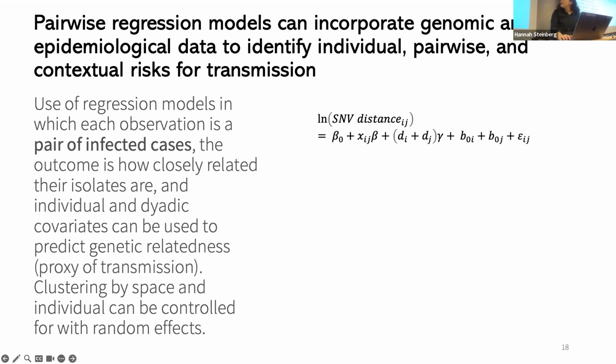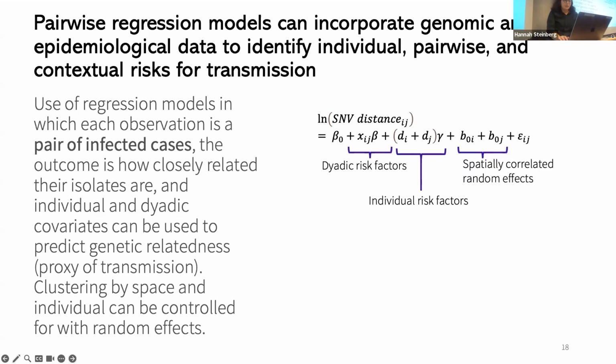So in this model, the outcome is the log SNP distance between two individual isolates. And then we can incorporate dyadic risk factors, such as how far apart they live from each other, or the time difference between the infections. And we can include individual risk factors such as sex, age, occupation, education. And then we also are going to be clustering by space and individual with these spatially correlated random effects.